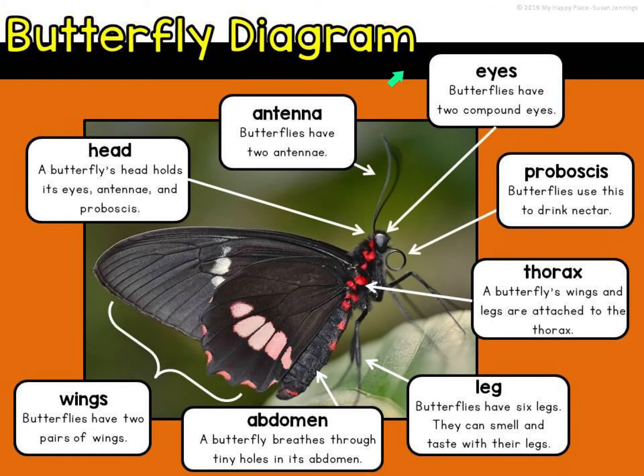Here's a butterfly diagram. The eyes, antenna, they have two. The head, a butterfly's head holds its eyes and antenna and proboscis. The wings, two pairs of wings. An abdomen. A butterfly breathes through tiny holes in its abdomen. Legs. They have 6 legs and they can smell and taste with them. A thorax. A butterfly's wings and legs are attached to the thorax. And then the proboscis.